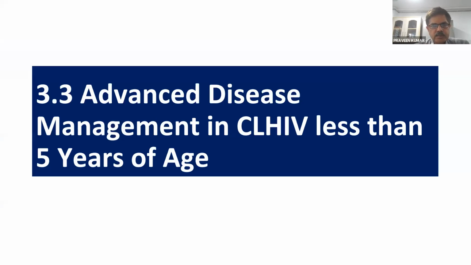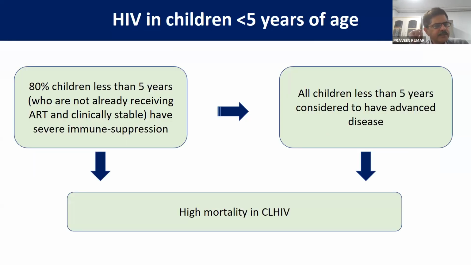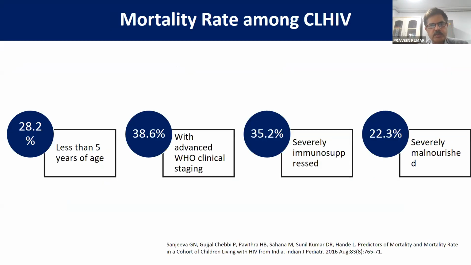So as we discussed, this is known as 3.3, which talks about advanced disease management in CLHIV less than 5 years of age. As all of us know, if we have children less than 5 years, and if the child is not on ART, then there is possibility of severe immune suppression. And that's the reason all children less than 5 years, if they are not on ART, we should treat them as advanced disease. And most of the time, there is a high mortality in these children unless we manage certain aspects which we are going to discuss today.